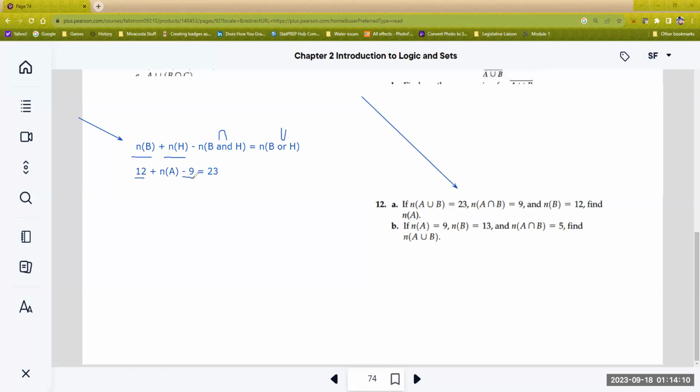Take 12, take away 9. 12 minus 9 should be 3. And then take away 3 from both sides, right? And there you go. Number in A is equal to 20. So that's it. Next, when they tell you how much is in A, how much is in B, how much is in the intersection, and you have to find the union.